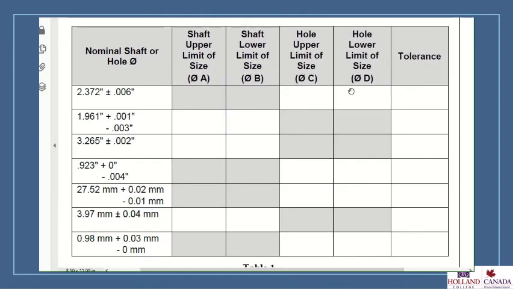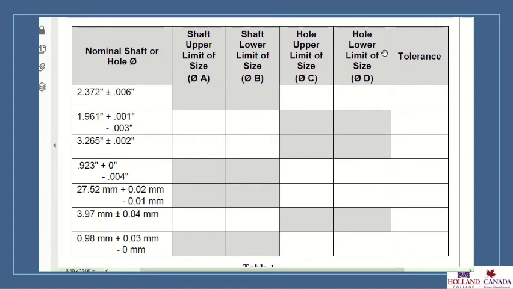So what it wants you to do, in this case, let's start out with line number 1. You're only going to fill in the empty cells, not the shaded ones. So hole upper limit size. So they want to know the upper limit of this. So 2.372 plus 0.006. So 2.378. And then they also want to know the hole lower limit of size.